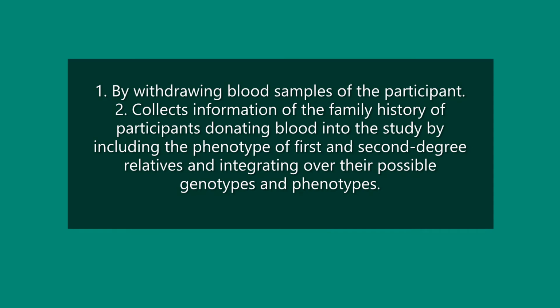The methodology used for the study is: 1. Withdrawing blood samples of participants. 2. Collecting information on the family history of participants donating blood to the study, including the phenotype of first and second-degree relatives and interrogating over their possible genotype and phenotype.